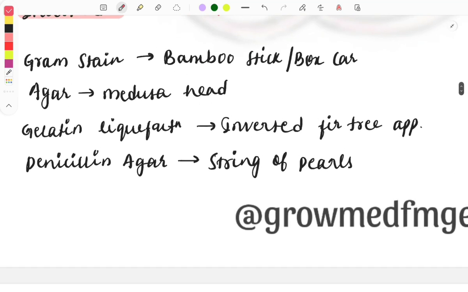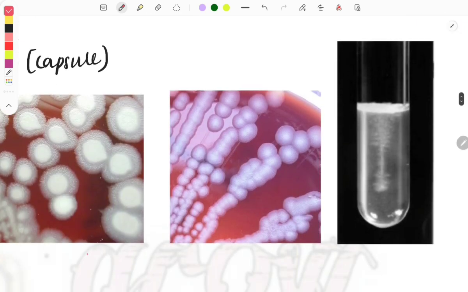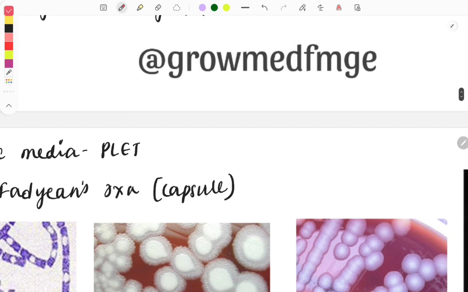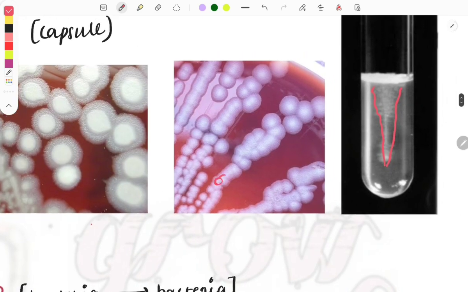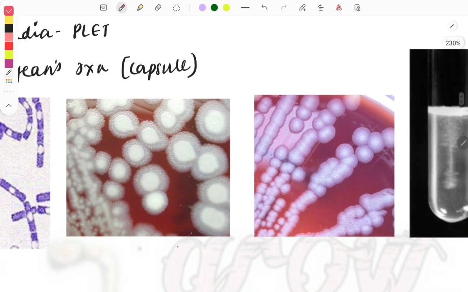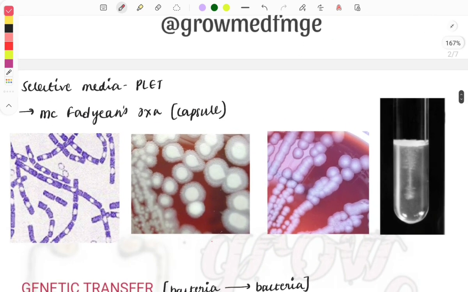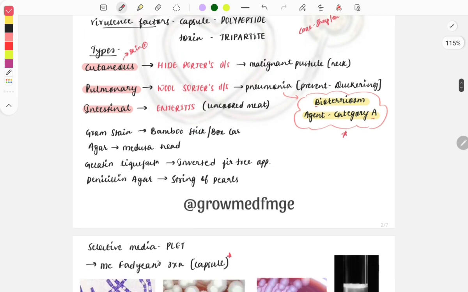Then on gelatin liquefaction, this test will give an inverted fir tree appearance. You can see here the inverted fir tree appearance. And on penicillin agar we can see a string of pearls appearance. So this one is the penicillin agar and you can see the string of pearls. This is the classical image seen with Bacillus anthracis. Then the selective media is PLET, and it shows a McFadyean reaction for the capsule. So these are the important things which you must remember for Bacillus anthracis.